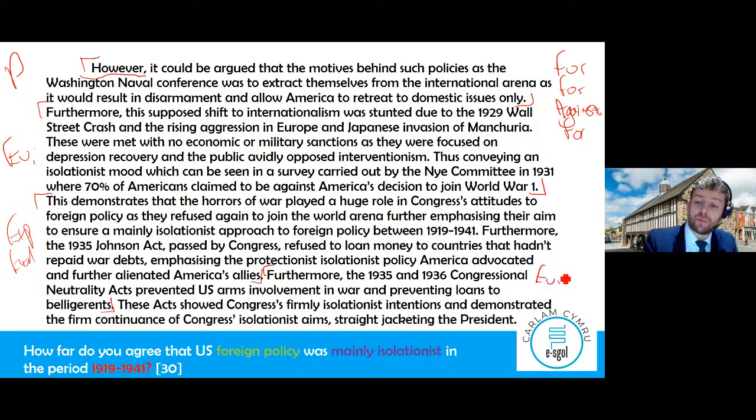Another bit of evidence. These acts showed Congress's firmly isolationist intentions and demonstrated the firm continuance of Congress's isolationist aims, straitjacketing the president. So there is my conclusion and my link, right? When I'm saying further straitjacketing, or continuing of Congress's straitjacketing, I'm referring back to that first paragraph where I talked about Victor Berger and Congress refusing to ratify the peace treaties, refusing to allow America to join the League of Nations.